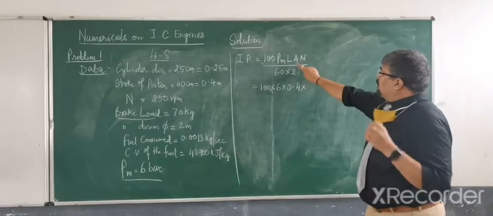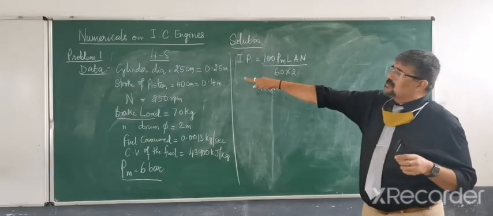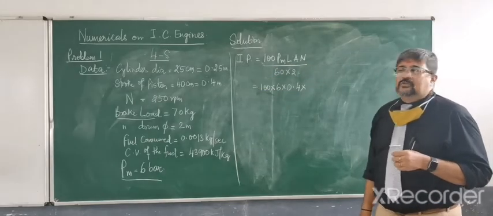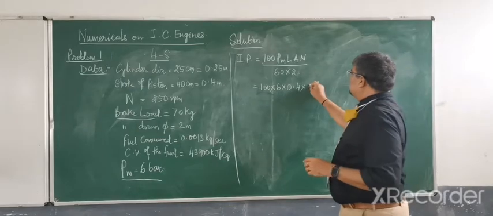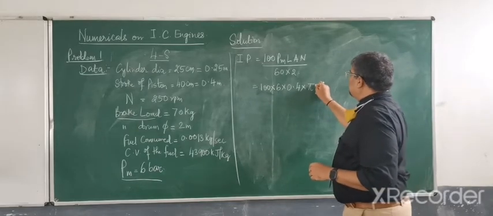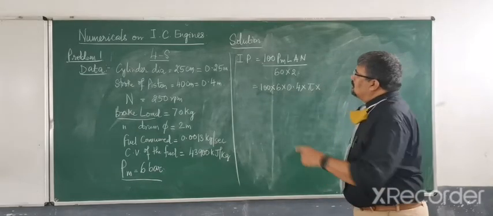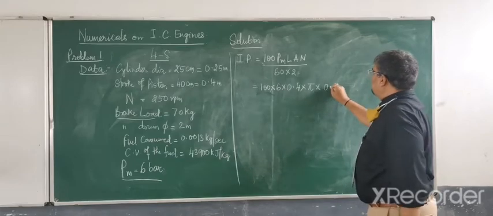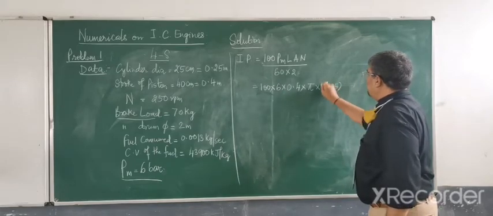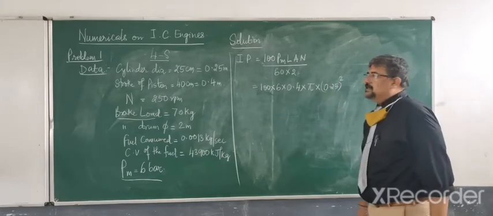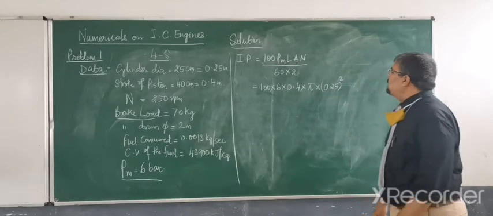Now we need to find out the area here. What is given as the cylinder diameter? So how do we find out the area? Area is nothing but pi d square by 4. So I write it as pi into d, which is 0.25, so 0.25 square. 4 I will write later at the denominator part.